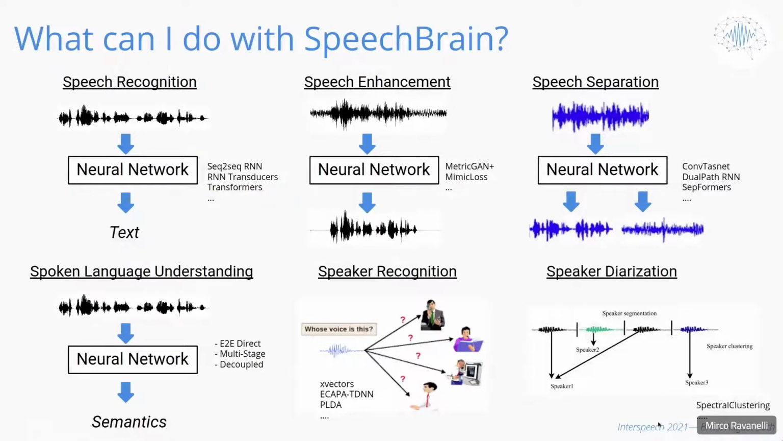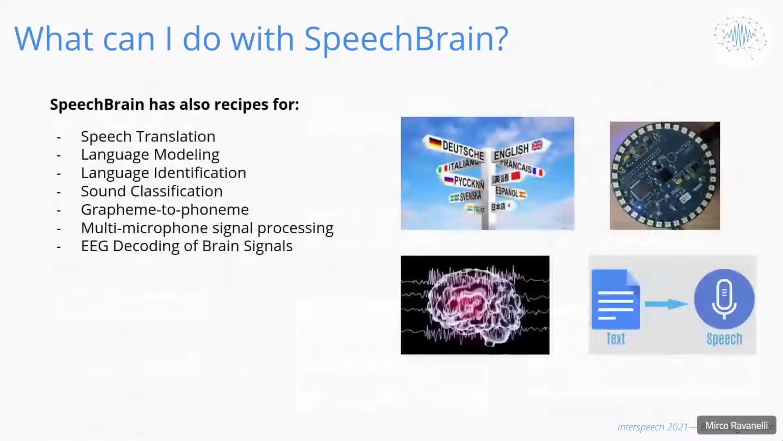Here we have, for instance, one system based on spectral clustering, which works pretty well on AMI and will be the object of another presentation here at INTERSPEECH. But we can actually do already much more because we are growing very fast. With the latest version of SpeechBrain, you can also do other tasks. You can do speech translation, language modeling, language identification, sound classification, grapheme to phoneme. You also have support for multi-microphone signal processing like beamforming, localization, etc.